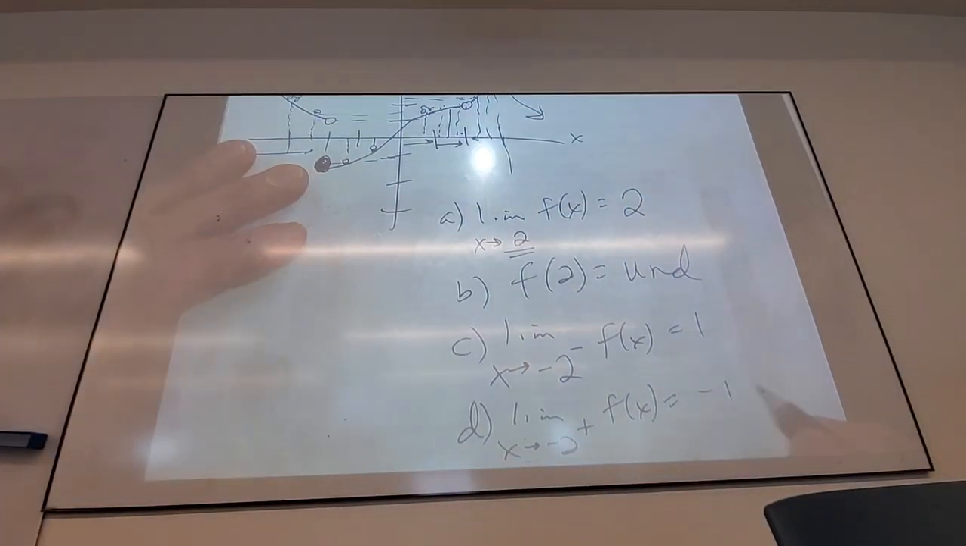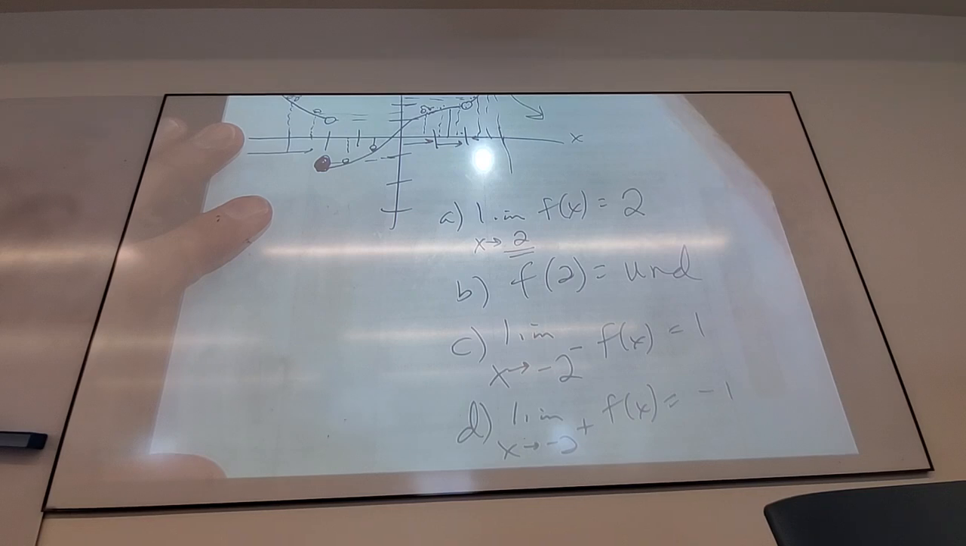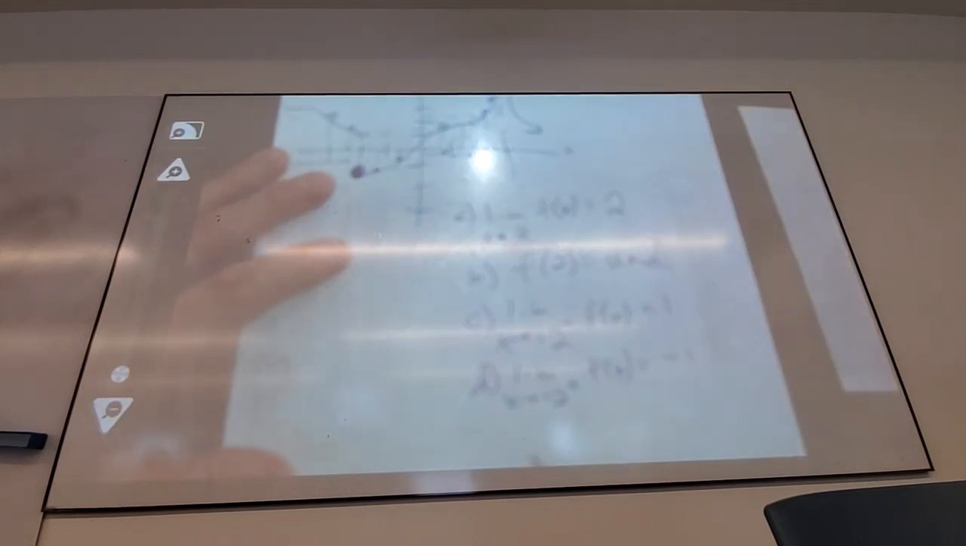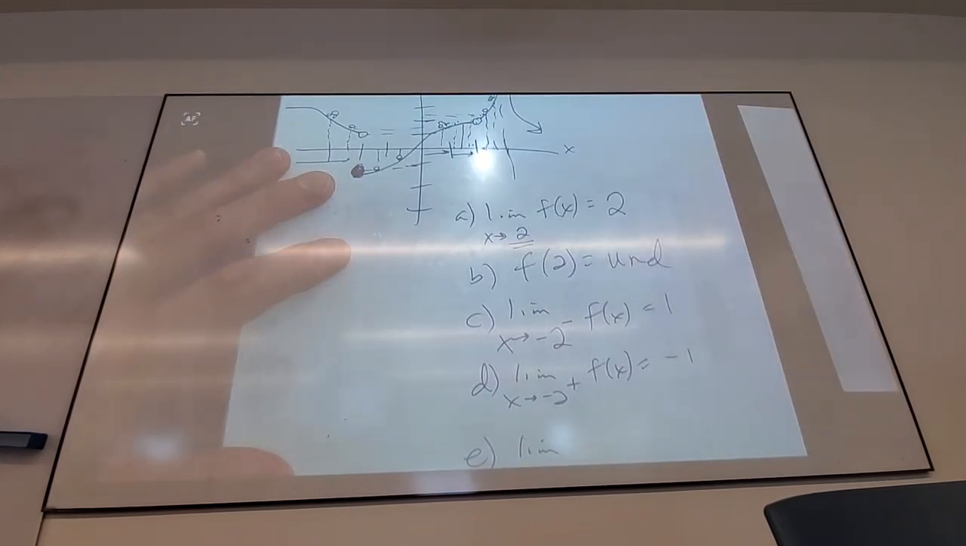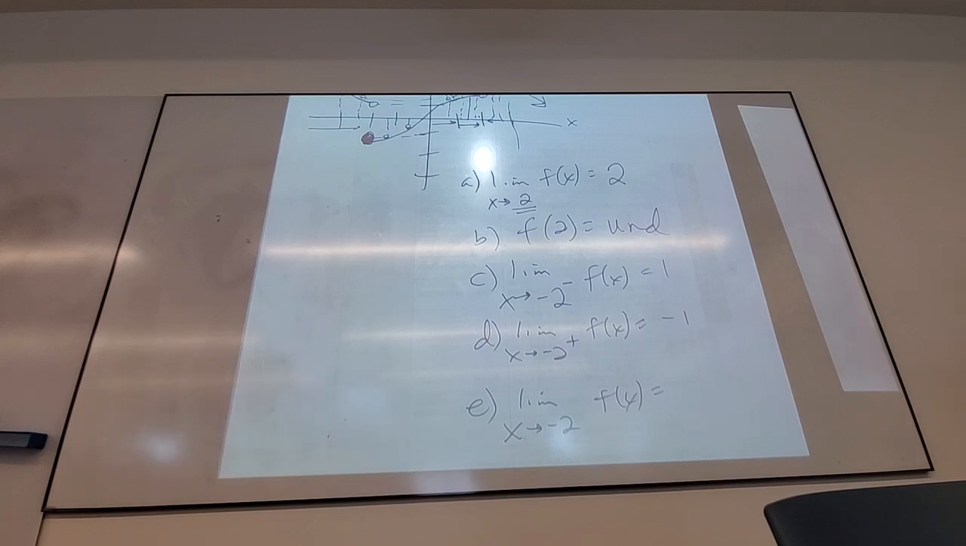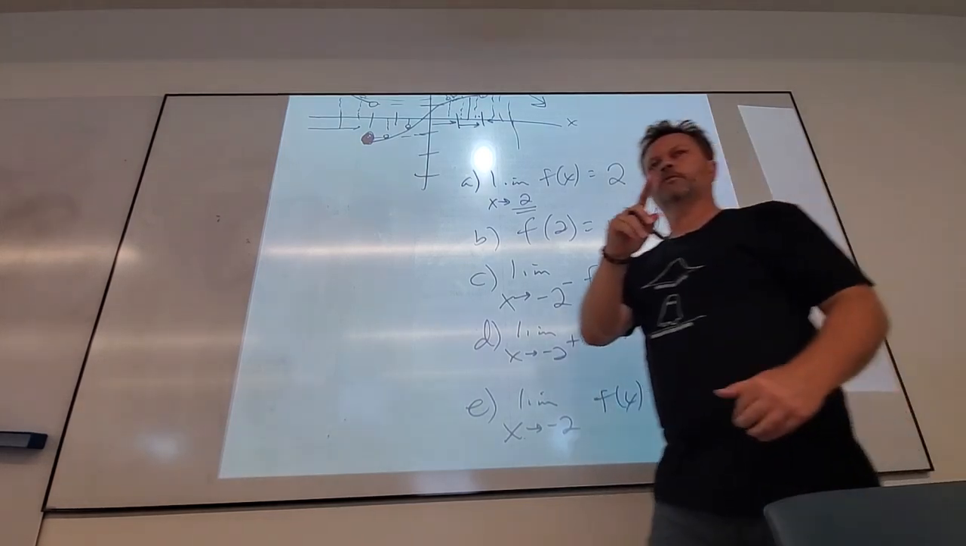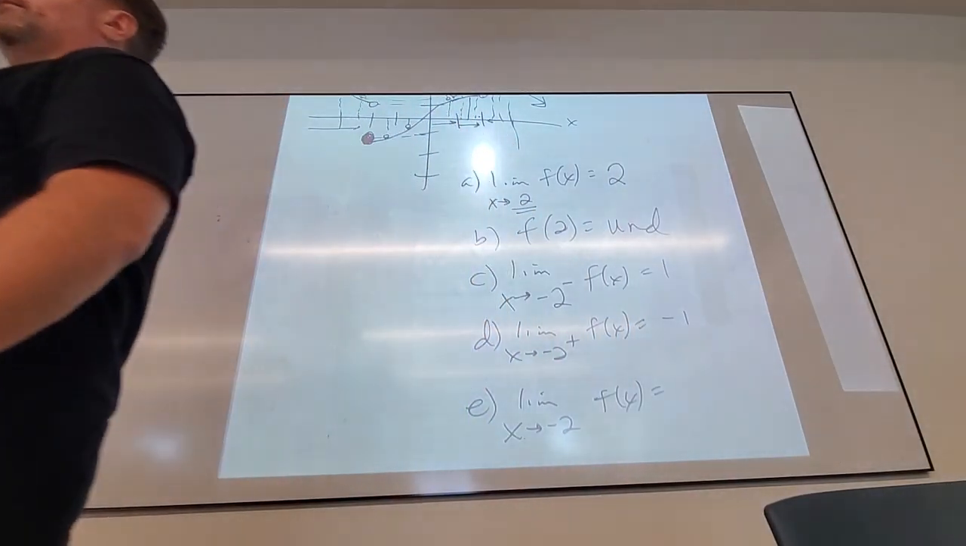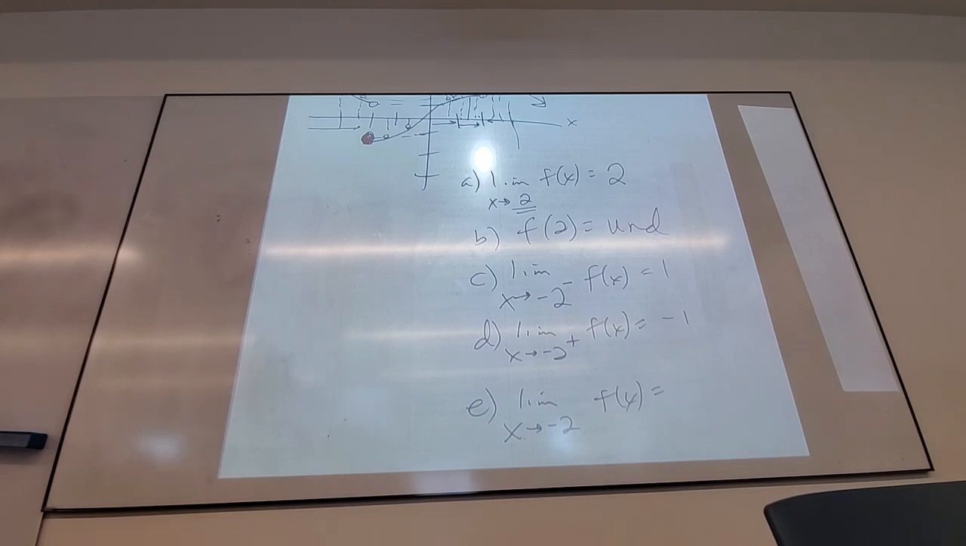So let me ask you this question. What is the limit as x goes to negative 2? Because there are two outputs for the same input, it shouldn't be defined, right? Yeah, the limits don't agree. Therefore, there's no answer for what that is.